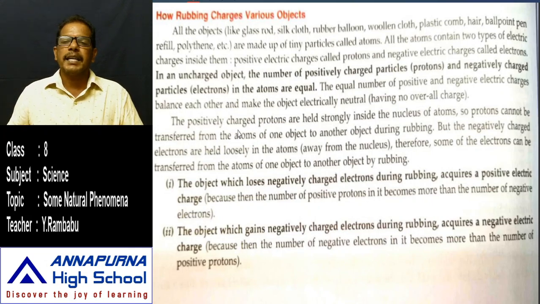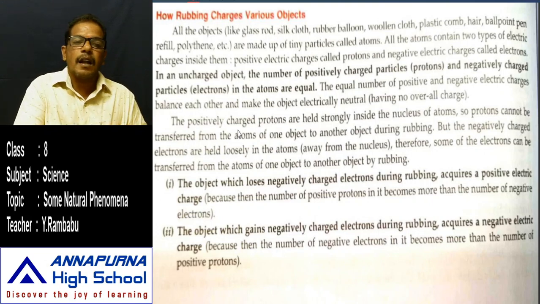Then what about the other particles, the negatively charged particles? They are loosely held, that means they exist outside the nucleus. If they are outside the nucleus, they are free from the nucleus, that means they are held loosely. That's why when a glass rod is rubbed with a silk cloth or an inflated balloon is rubbed with a woolen cloth, these electrons are transferred.